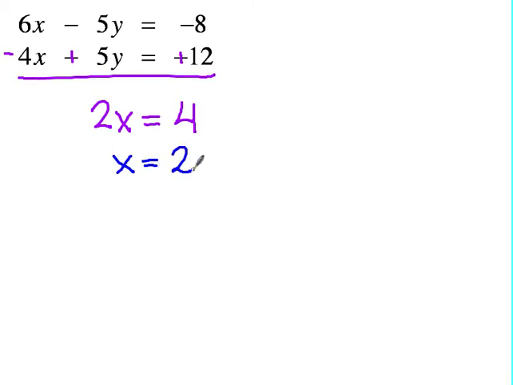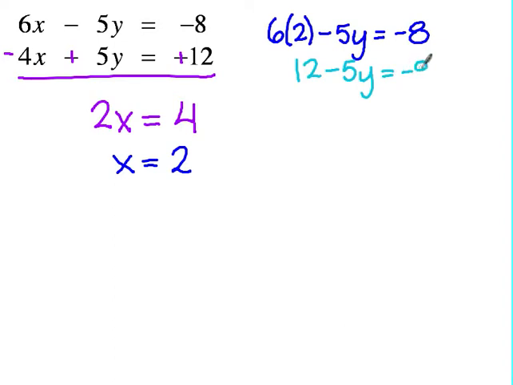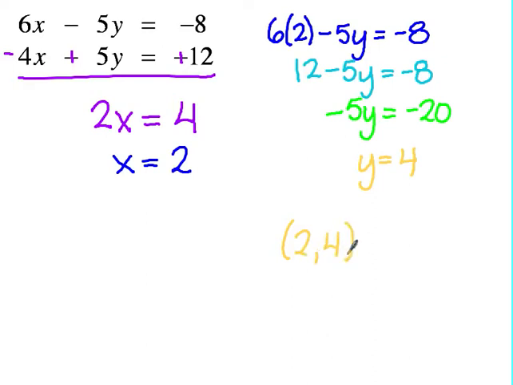So now we're going to plug it in. I'm going to plug it in that top equation because I haven't manipulated that at all. That way if I made a mistake in the bottom equation, it won't throw off at least this part. So what do I get? 12 minus 5y equals negative 8. So I get, yep, negative 5y to equal what? Negative 20. So what does y equal? 4. Very good. So you should get your ordered pair to be 2, 4.